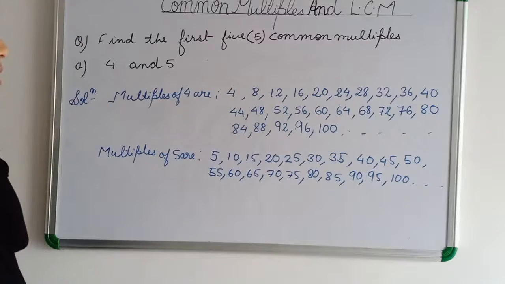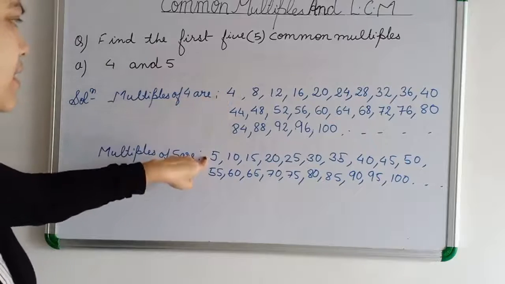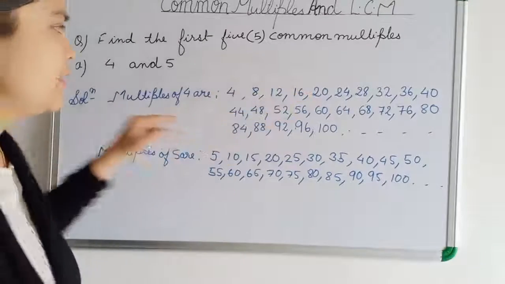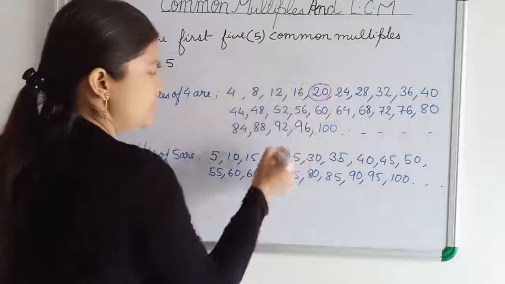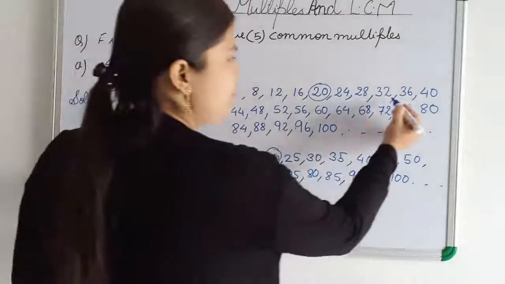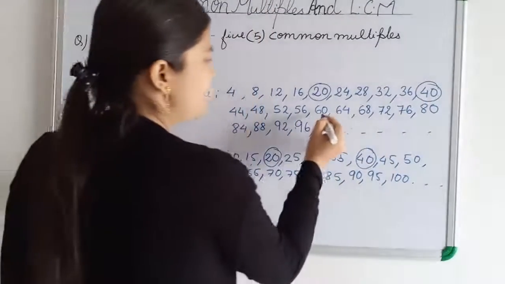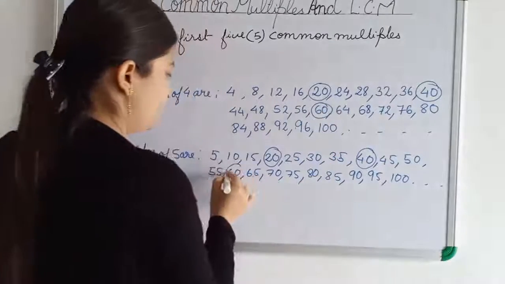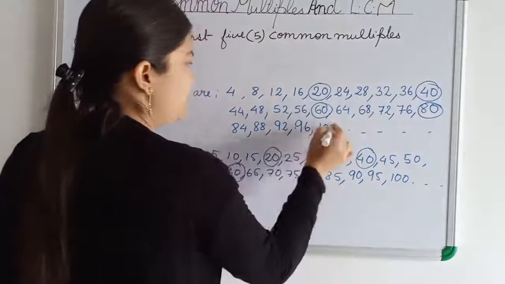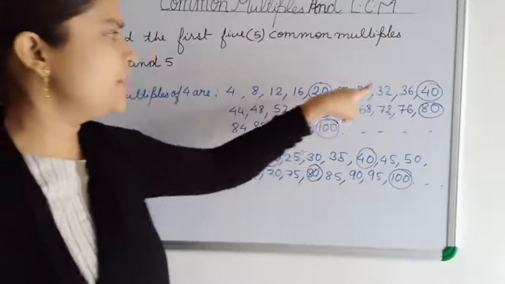Now let's see what is common in both. 4 is here, but it is not here. 8 is here, it is not here. 12, no. 16, no. 20, yes. Here is 20 and here is also 20. First common multiple we get. Again we check like this. Again we got 40 here. Again keep on checking. 60. Again keep on checking. 80. Again 100. So now you can count: 1, 2, 3, 4, 5.